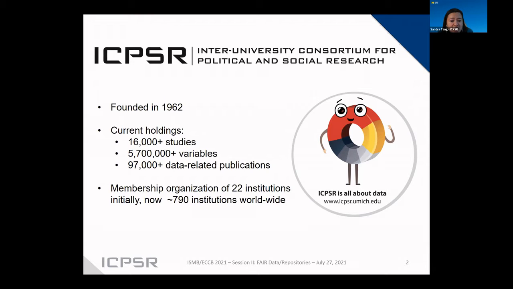So ICPSR is a membership organization. We started out with 22 institutions, and now we've grown to over 790 institutions worldwide. And our membership organizations have access to the entire collection of data, to our teaching materials, as well as discounted fees for our summer program, where we provide a lot of statistical and methodology trainings and workshops on how to use the data. So a large portion of our data collection is freely available to everyone.